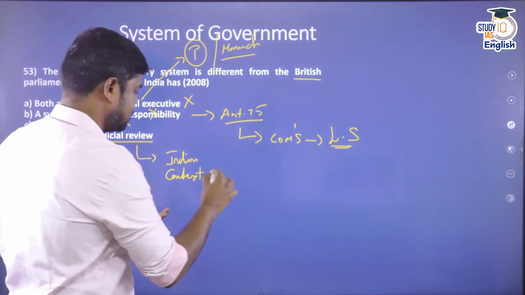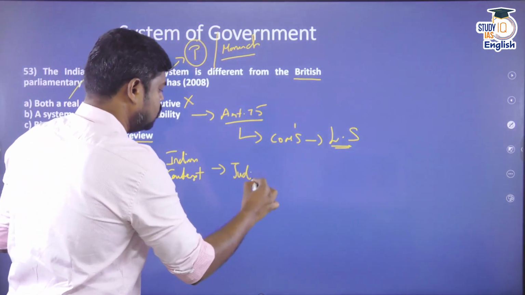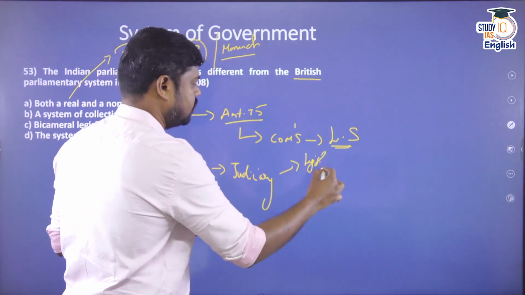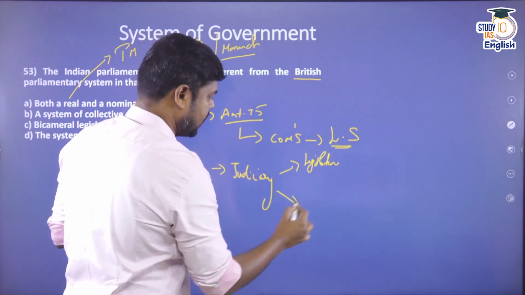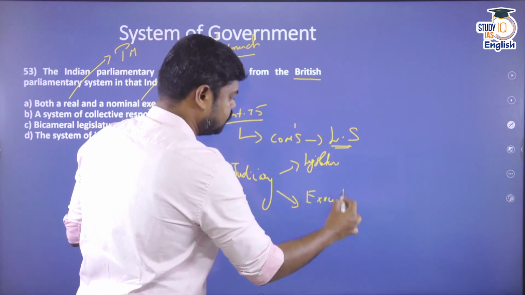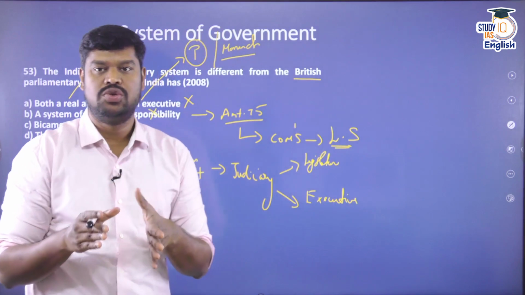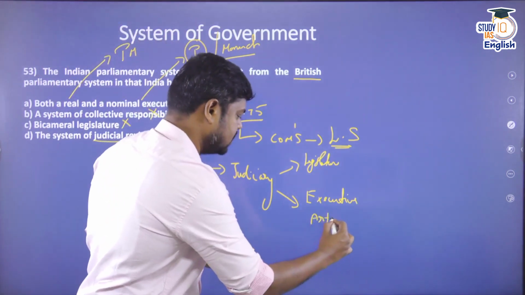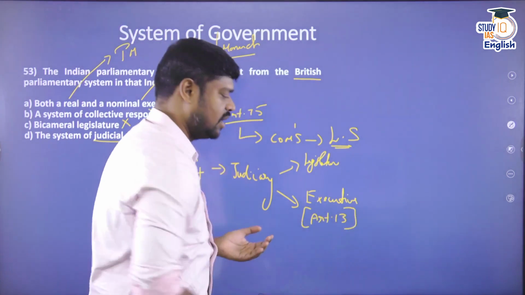In the Indian context, the judiciary can review what? The judiciary can review the actions of the legislature, and it can also review the actions of the executive. So this is basically what is called judicial review. For example, take the example of Article 13. What does Article 13 say? It gives primacy to the fundamental rights.